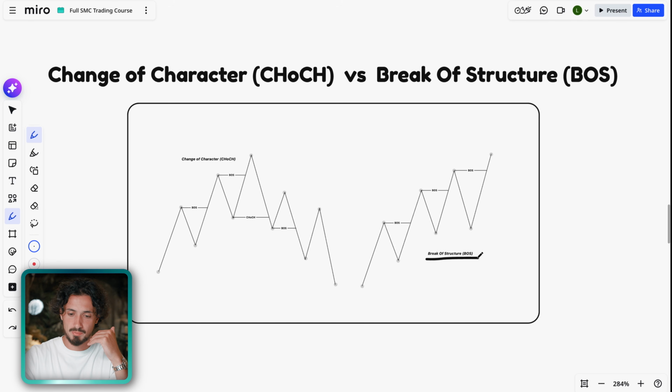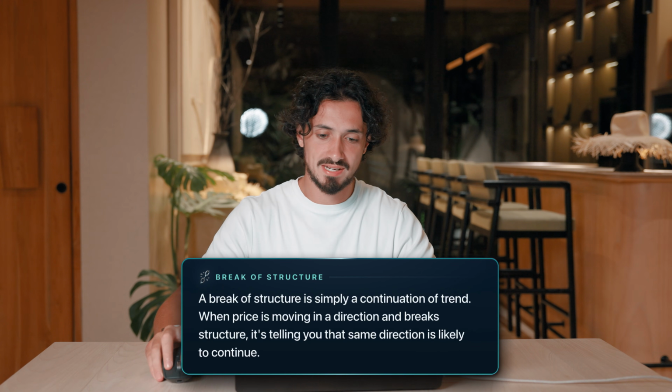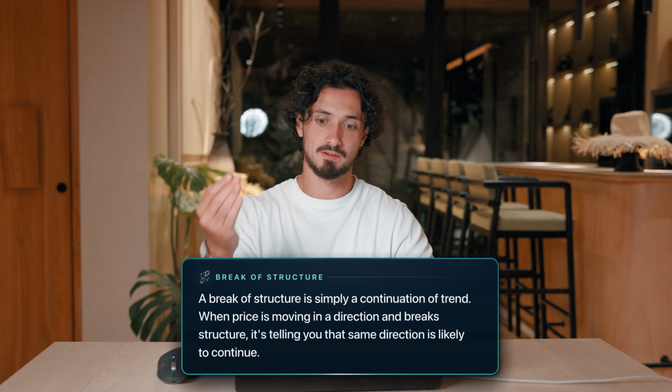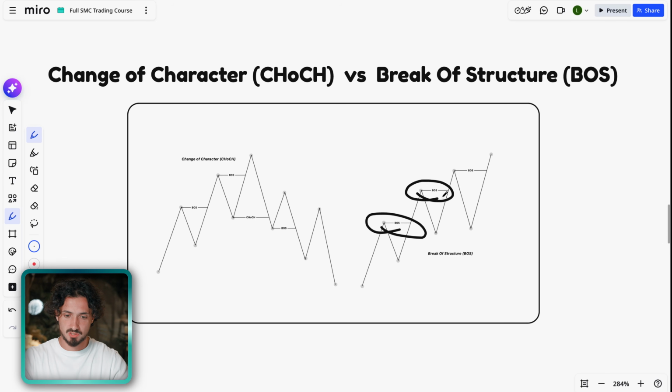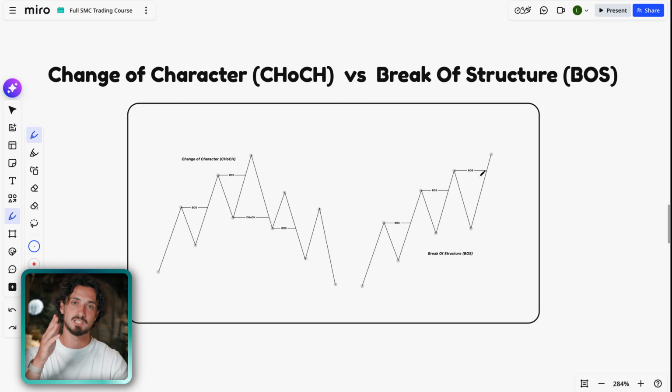Well, let's look at break of structure. We've already covered this a little bit, but a break of structure, simply put, is a continuation of trend. It is when you're trending in a direction and you continue in that direction. So you see all of these levels are break of structures. Why? Because you see here we have a low, a higher high, we pull back and we go higher again. So we break previous structure, break of structure. Then we pull back, we go higher high, we pull back, we go higher high, break of structure, break of structure. They are simply the trend continuing in its direction.